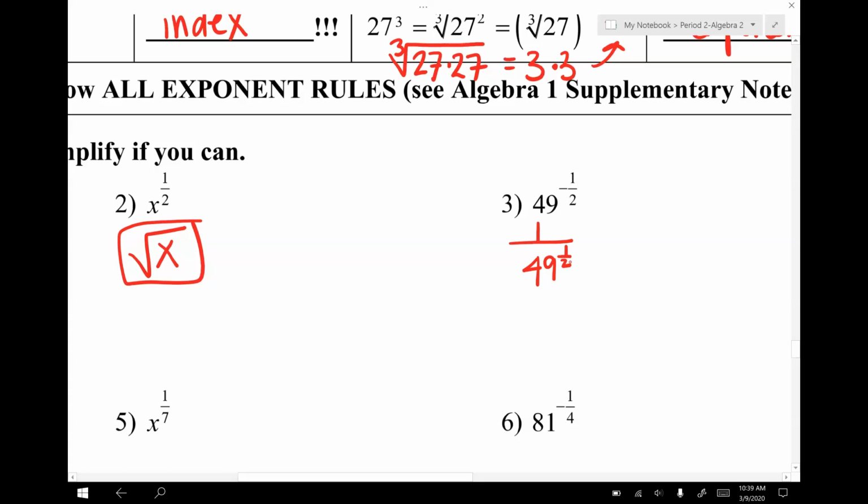Well, can I rewrite that in radical? Because it said so. How would that look if we were to write in radical? What's your index? 1 over square root or third root? Square root of 49. Can we simplify that? Yeah. So what is your final answer? 1 over 7. Look at that.